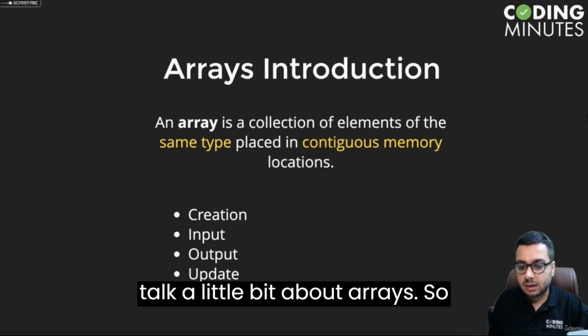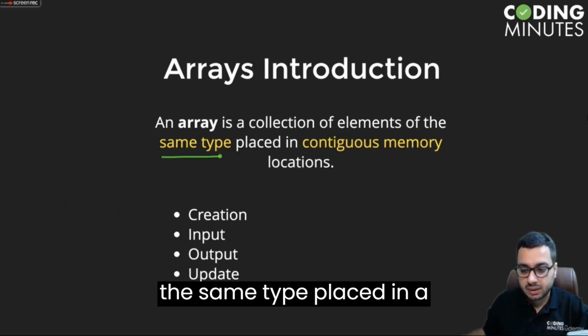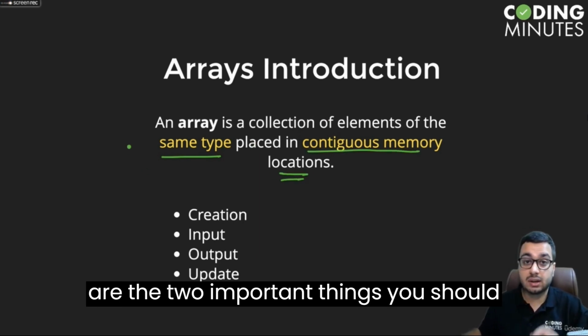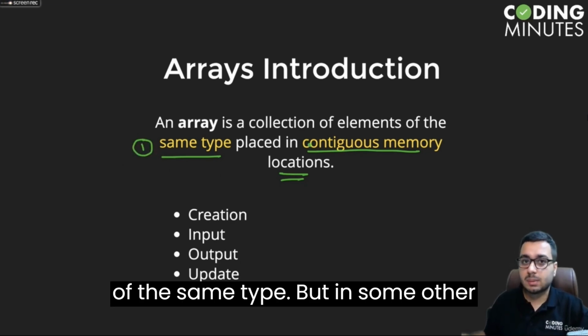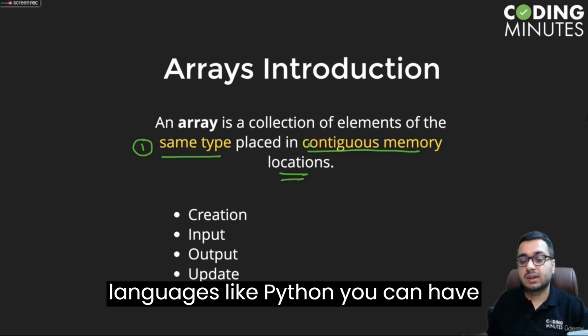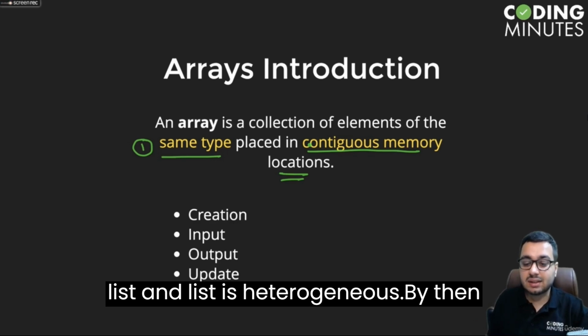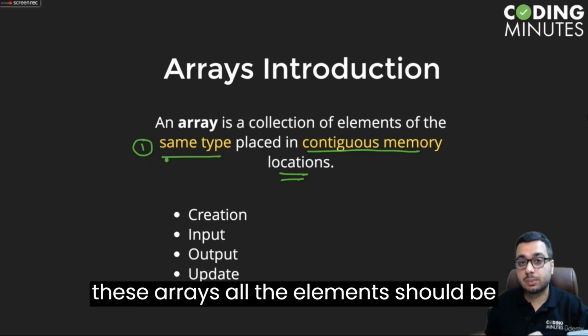So let us talk a little bit more about arrays. An array is a collection of elements of the same type placed in a continuous memory location. These are the two important things you should remember. The array should have elements of the same type, but in some other languages like Python, the equivalent data structure is called a list, and a list is heterogeneous in Python. But in C++ and in Java, all the elements of an array should be of the same type.